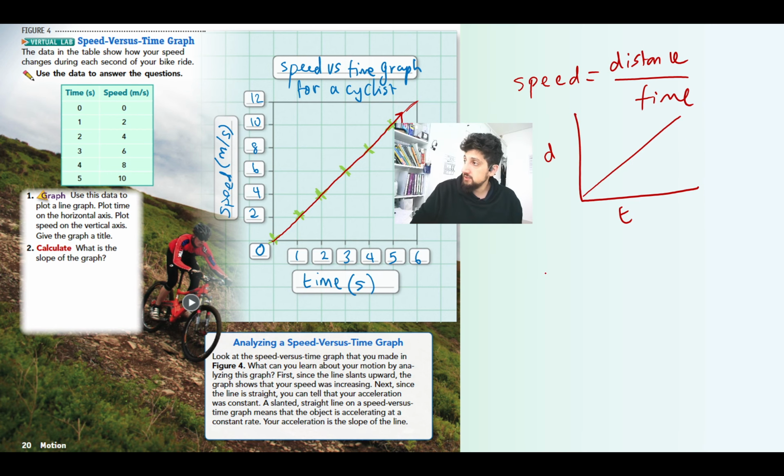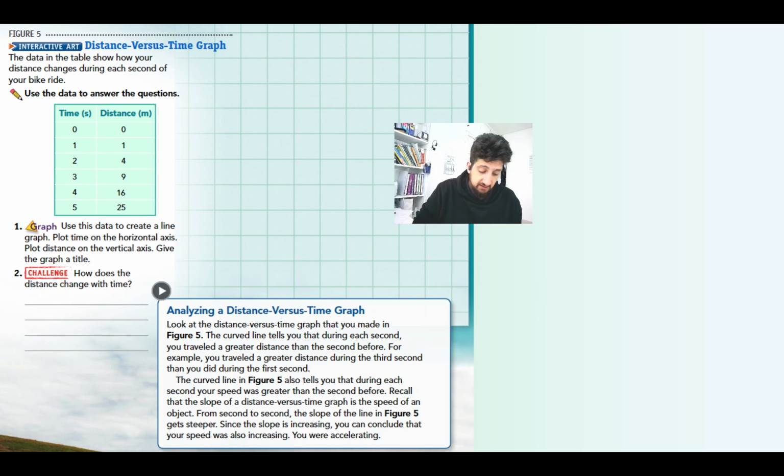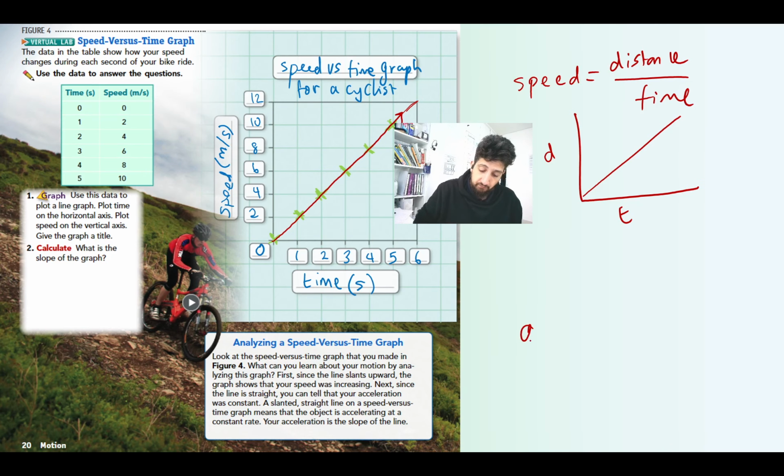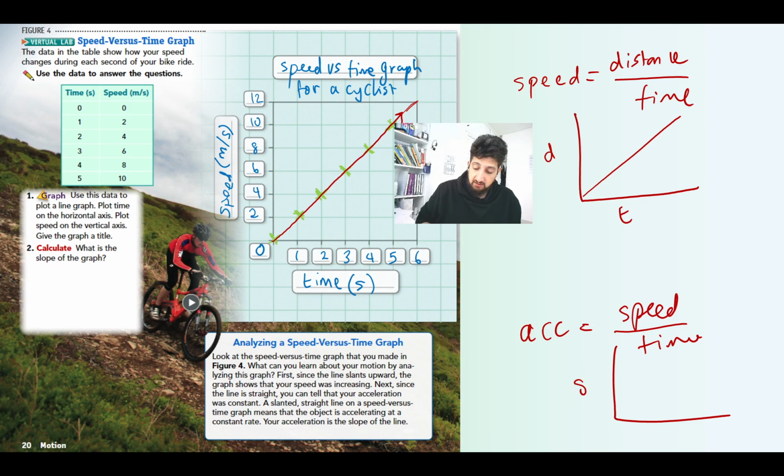With acceleration, it's a slightly different case. Obviously, acceleration equals change in speed over time. And so that graph is going to look like this, but this time we've got speed, not distance, and we've got time down here. And so the gradient, the slope, represents acceleration. That's all it is. Okay?